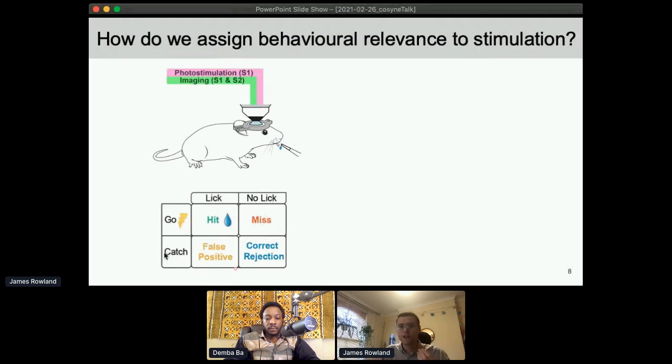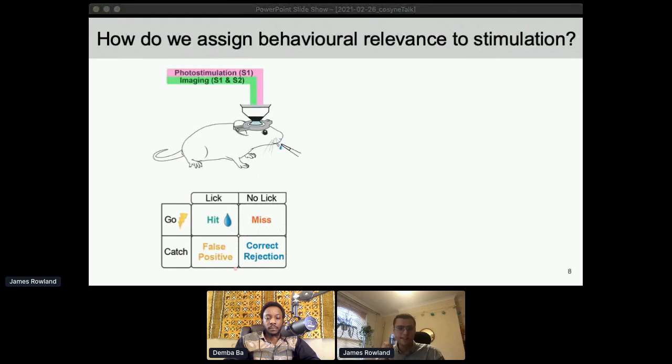And then we have a second trial type, the catch trial type, in which we don't perform any stimulation, but the structure of the trial is exactly the same as go trials. This is to ensure that the animal is not just getting rewards by licking randomly, but is actually perceiving the stimulation.